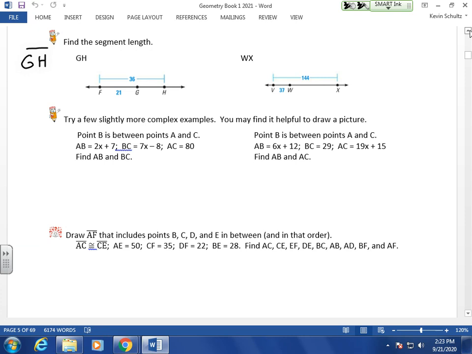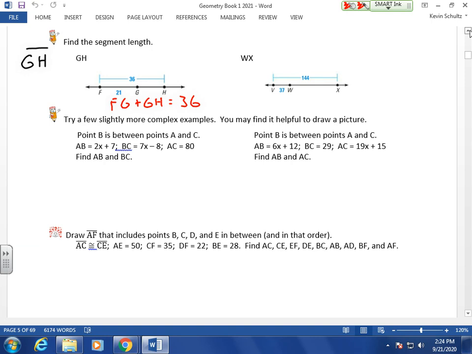And what is the value of GH? Nick? How do you know? I subtracted 36 minus what was between F and G, which was 21, and I got 15. Okay, so based on the segment addition postulate, we know that FG plus GH equals FH, because FG and GH are parts of the whole segment.